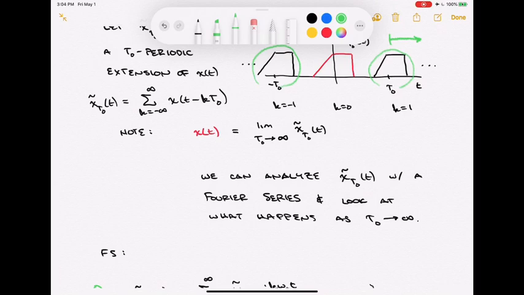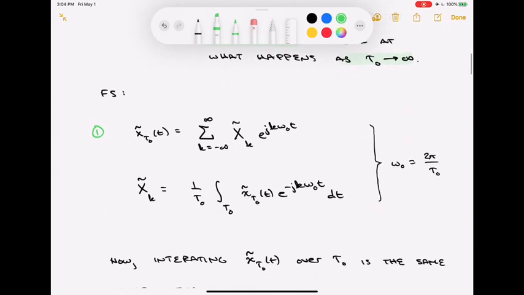So we will take a look at this signal, x tilde sub t naught. We can analyze x tilde of t naught with a Fourier series, right? And then we're going to look at what happens as the period goes off to infinity. That should give us an idea of what this Fourier transform is all about. A little reminder about the Fourier series. This is all stuff from our previous lectures.